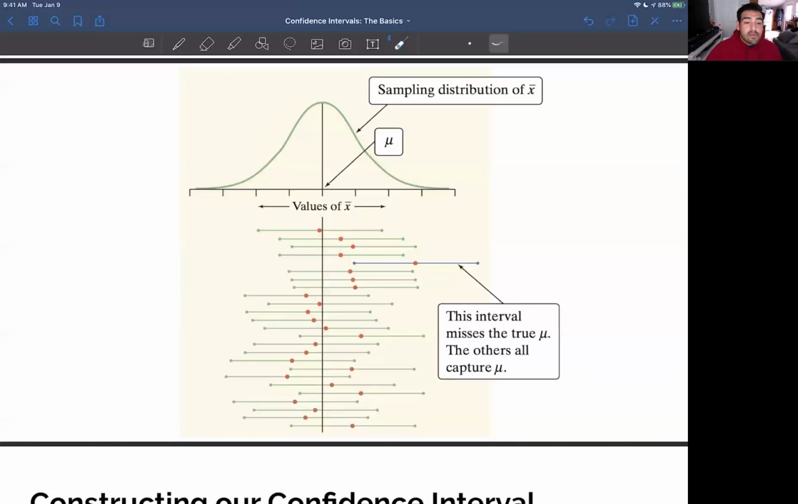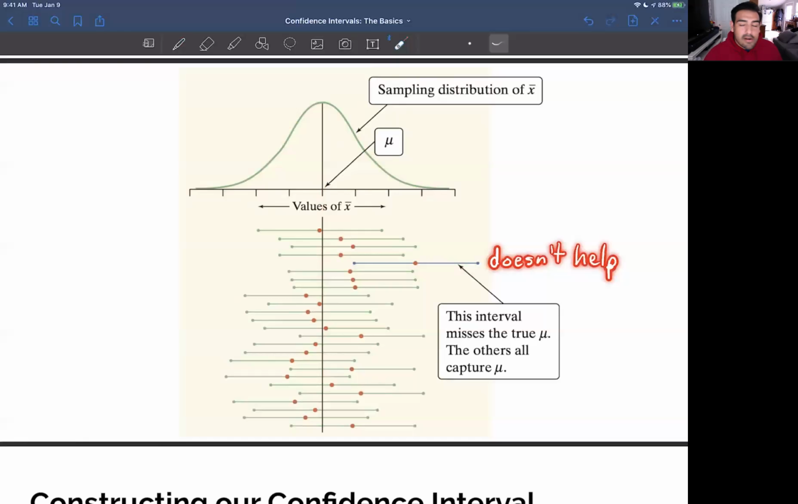Well, if you've noticed, based off of the confidence interval that we created at the very beginning, this blue interval right here misses the true population parameter, right? Our true population parameter is right here. The blue one does not include that value whatsoever. This one doesn't help us, but the rest do. The rest of them do actually capture the true population proportion that we're looking for.